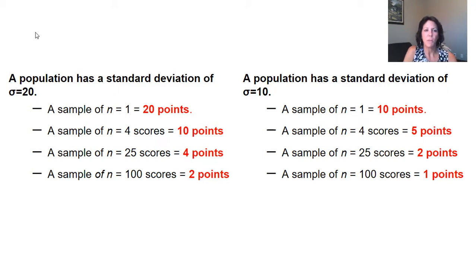So for example, when it was a standard error of 20, we went from 20 points for a sample of 1 to 10 points with that same sample of 1 when we had a population standard deviation of 10. You might want to just percolate on this a little bit, just take some time to think about it.